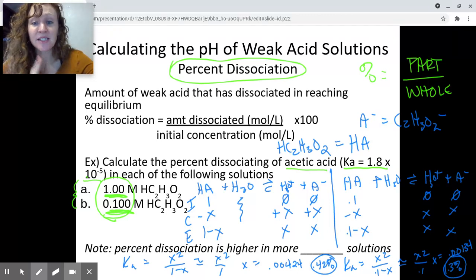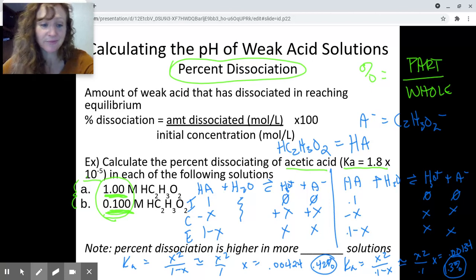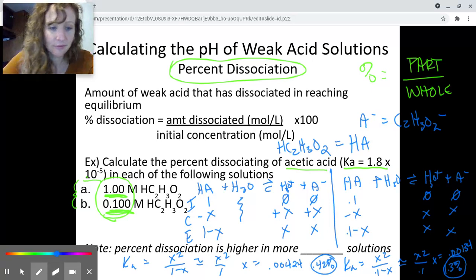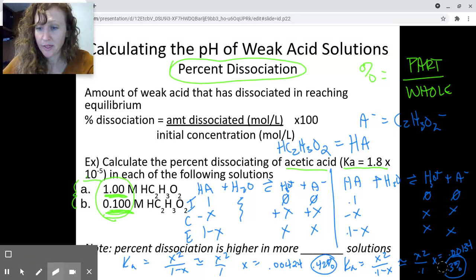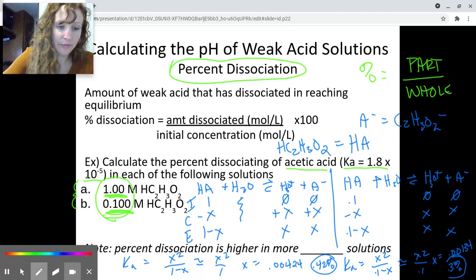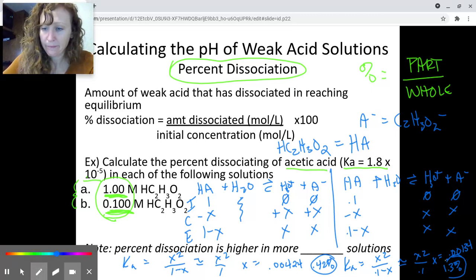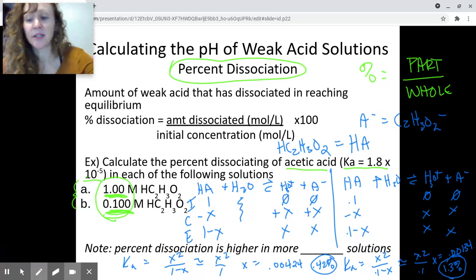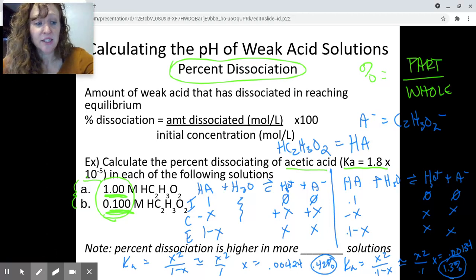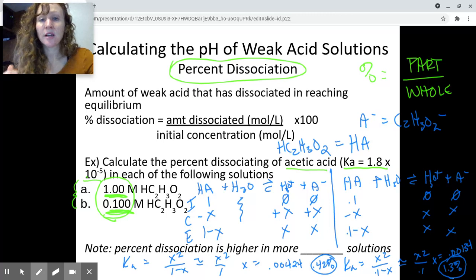Does acetic acid dissociate the same no matter what the initial concentration is? No. The answer is no. Let me write that one a little bit more clearly. Acetic acid has dissociated more in a weak acid solution. The more dilute the solution is, the greater the dissociation.